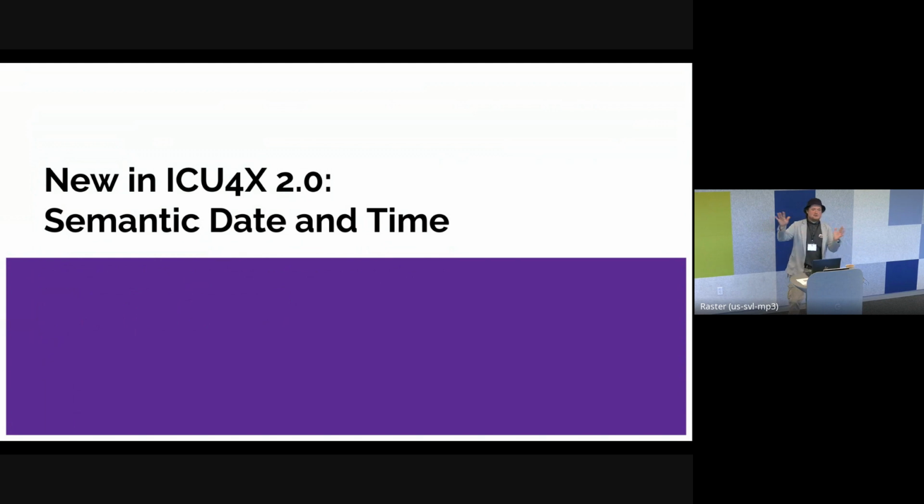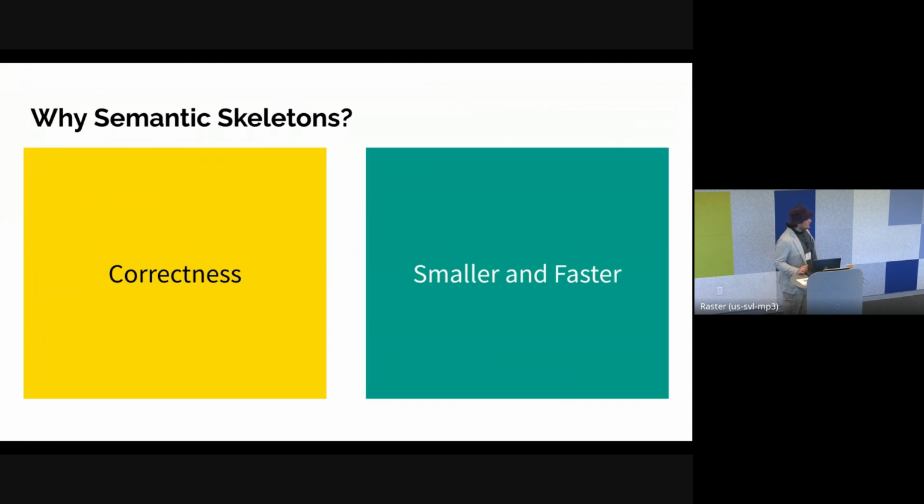Now I'm going to move into the second half, which is, okay, cool. ICU4X 2.0 is this new version of the ICU4X library that we're releasing. What are some of the things that it brings me? What are some of the reasons I should consider using ICU4X 2.0? And I want to spend a lot of time here talking about semantic date and time. So what are semantic skeletons? Semantic datetime skeletons.